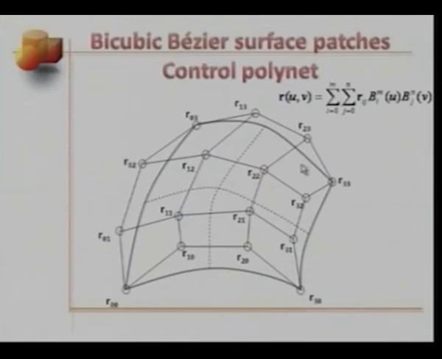How about the shape of the surface patch overall? Let's look at this expression here. So the product B sub i m of u and B sub j n of v acts as the weight corresponding to the design point Rij. Would you think these weights will also be barycentric in nature?